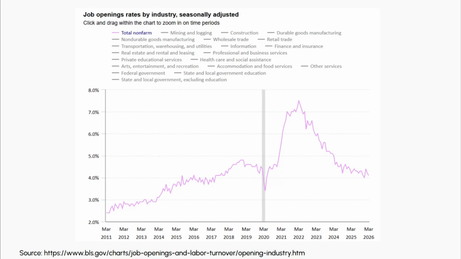The first data series from JOLTS is the job openings rate by industry. The current total is at 4.2%. What this means is that for every 100 open or filled positions, there are 4.2 vacancies. If this number is high or increasing, it is a sign of health as companies are actively hiring more. If this number is low or decreasing, it is a sign of weakness.